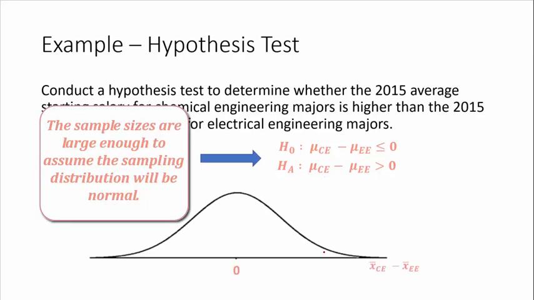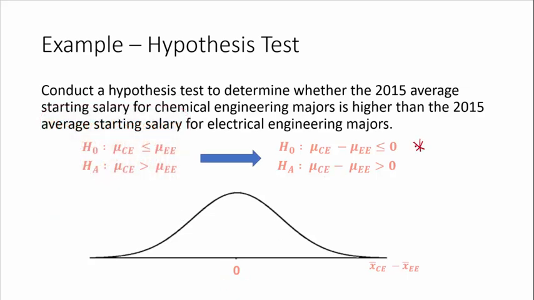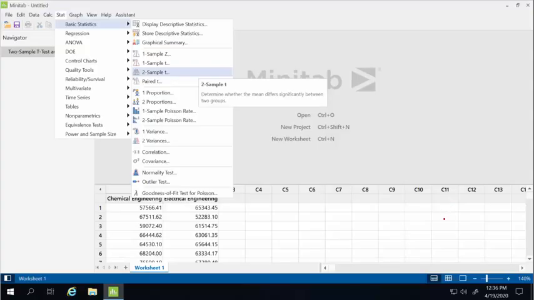I've got my normal distribution here. My center of this distribution now is 0. I'm assuming that the true difference between chemical engineers and electrical engineers is 0. What I'm trying to do now is use my sample data to prove that the difference that we got, our sample difference, is statistically far away from 0. Something up in our upper tail, far away from 0. We'll go back to Minitab to do this calculation.